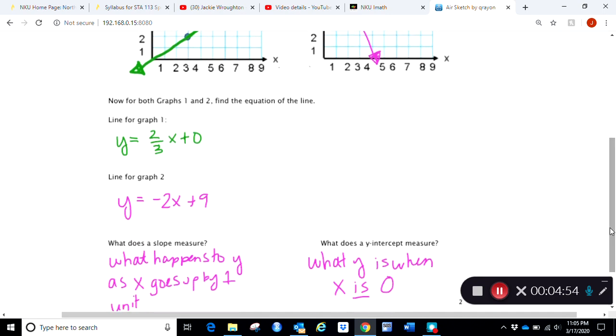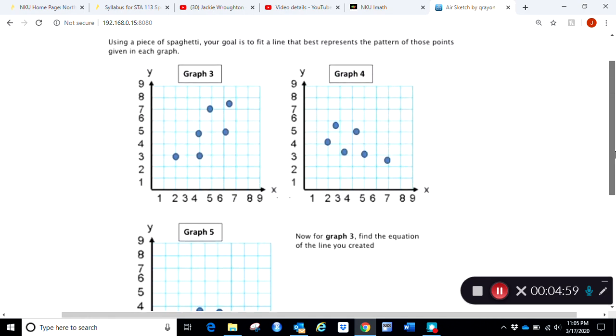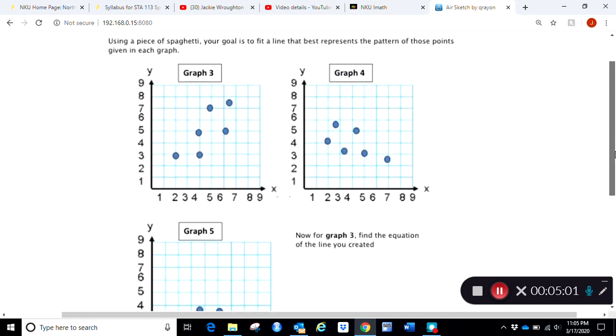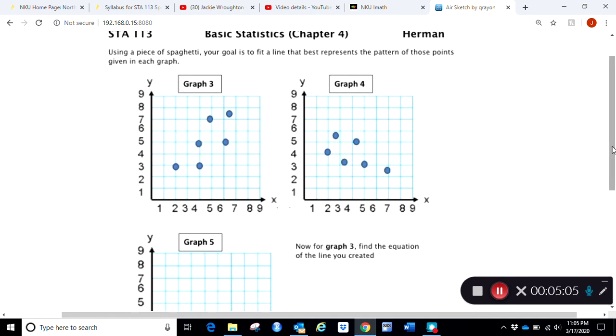Now I want you to try the same idea of trying to find an equation of a line with the following 3 sets of graphs. Notice how they are a little bit different than the ones that you had on the previous page. But first, again, just on these, try to draw a line that in your mind would be the best fit to those graphs. I'm only asking you to try to come up with the equation for graph 3. So you don't need to try to do it for graphs 4 or 5. So again, straight line, piece of spaghetti, put on your best line, and try to have a reason why you chose where you put it.